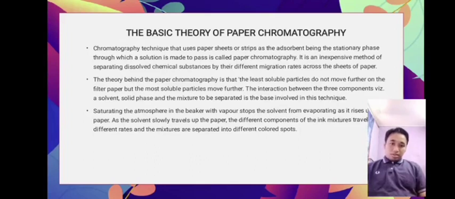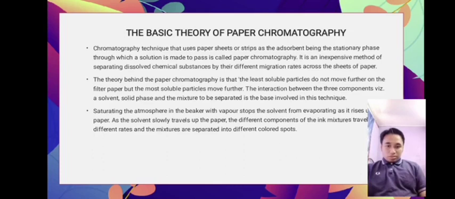Chromatography technique that use paper sheet or strip as the sorbent, being the stationary phase through which a solution is made to pass, is called paper chromatography. It is an inexpensive method of separating dissolved chemical substance by their different migration rates across the sheet of paper. The theory behind the paper chromatography is that the least soluble particles do not move further on the filter paper, but the most soluble particles move further.